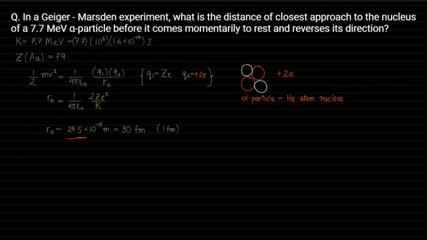So you get your answer 29.5 times 10 to the power minus 15 meter. This 10 to the power minus 15 meter is 1 femtometer. And 29.5 I can round off and write 30. So your answer will be approximately 30 femtometer. Fine. So this is what you should get as your answer.